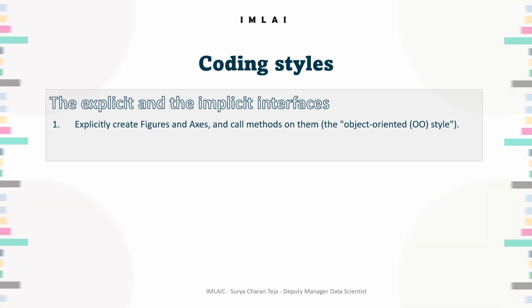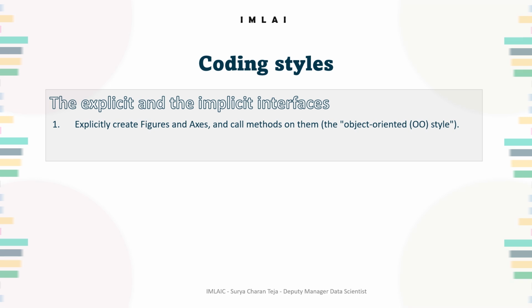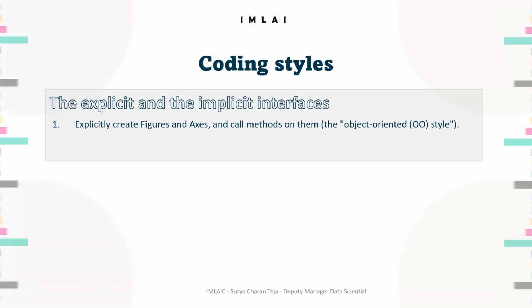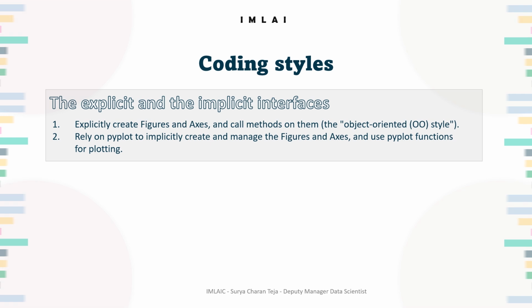OO style. We explicitly create figures and axes, and on top of that figure and axes we apply methods. That's why we use fig as well as ax. So we'll create figures and axes, and we'll apply methods on top of that axes. That's called explicitly creating a figure. That's the explicit method, whereas we have another one, the implicit method.